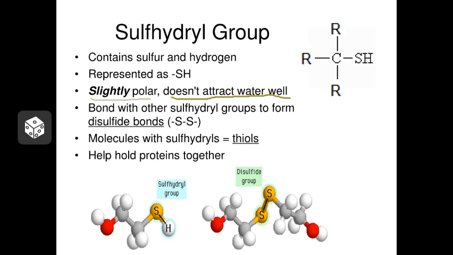Now, one of the interesting things that molecules with sulfhydryl groups can do is form disulfide bonds or disulfide bridges. Here we have two separate molecules that are doing that. The sulfurs have lost their hydrogens, and they are getting together and making a covalent bond. That's called a disulfide bridge. This is one of the major bonds that helps hold your proteins together. Molecules that contain sulfhydryl groups are sometimes called thiols.